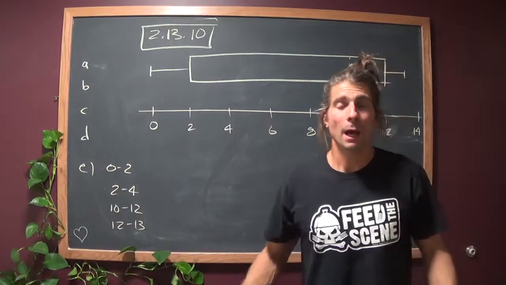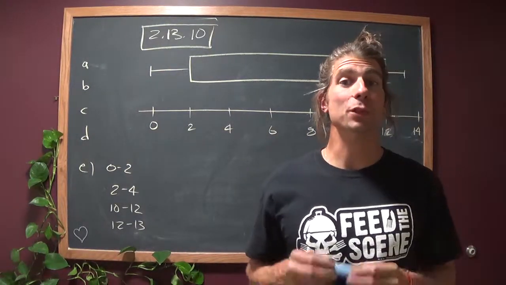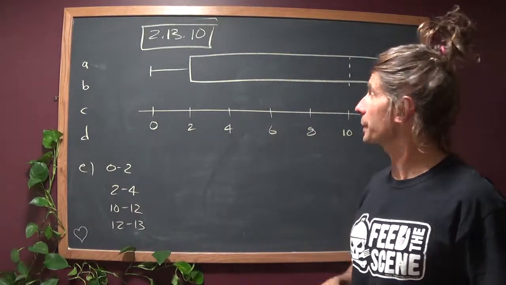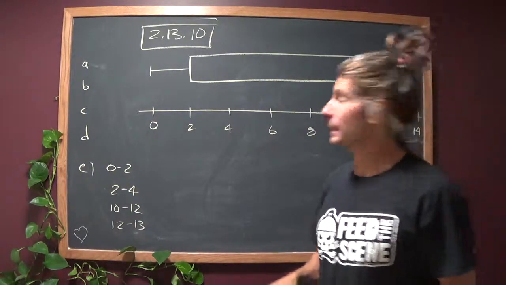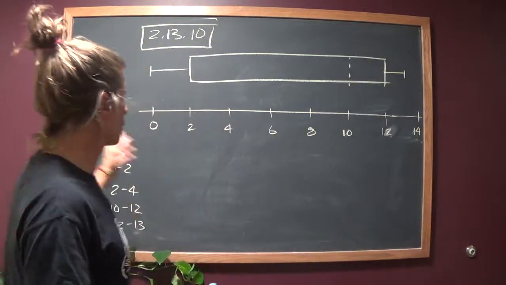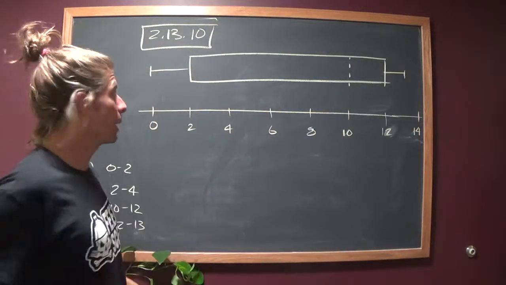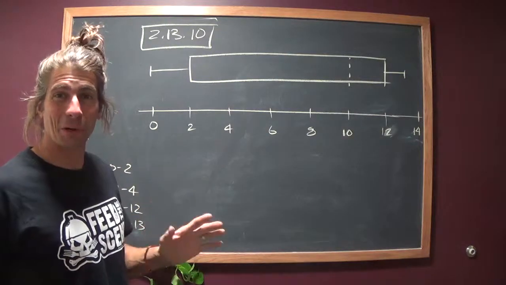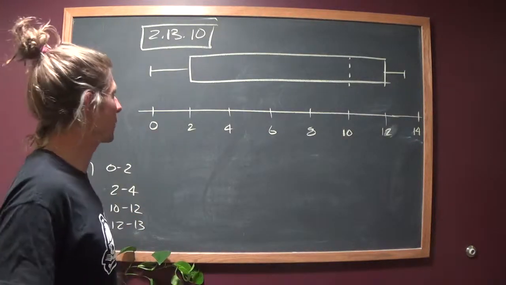Hey everybody! The purpose of this video is to help us through question 2.13.10 in collaborative statistics. I like this one a lot. It's a very general kind of question. You've got yourself a box plot given to you, with no context in the data whatsoever. It's strictly just an interpretation of a box plot.